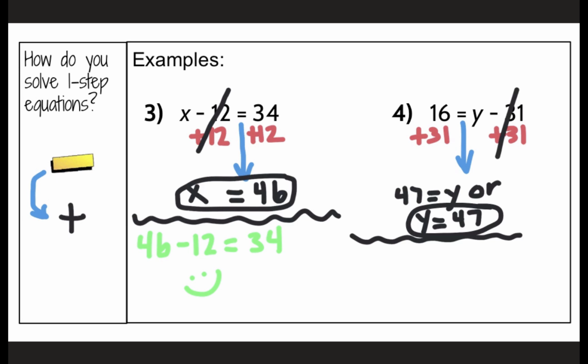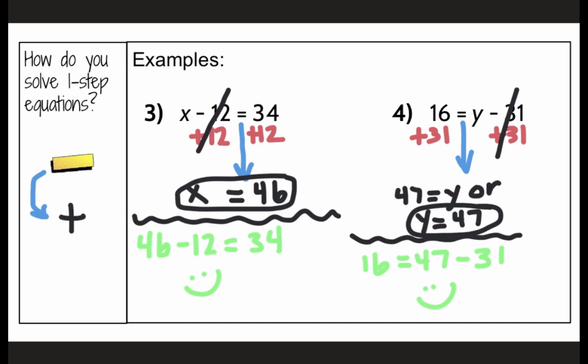So let's plug 47 in for y. So we have 16 equals 47 minus 31. If I'm at 31, how much to get to 47? Let's see, well, 31 to get to 40 would be 9, and then I need 7 more, so that'd be 16. Absolutely, 47 minus 31 is 16. We solved this problem correctly.